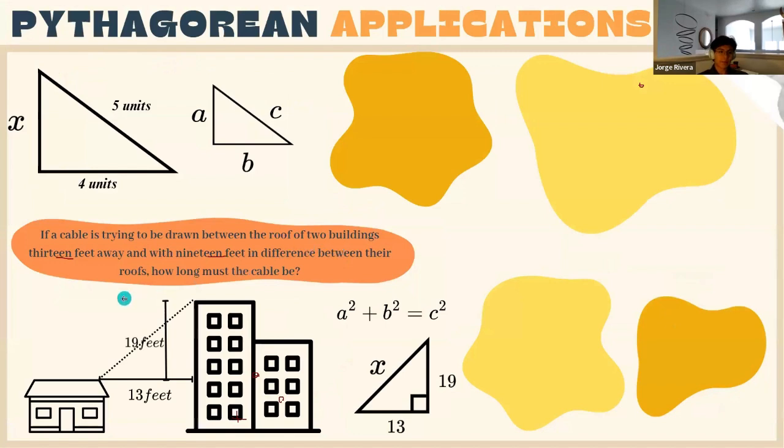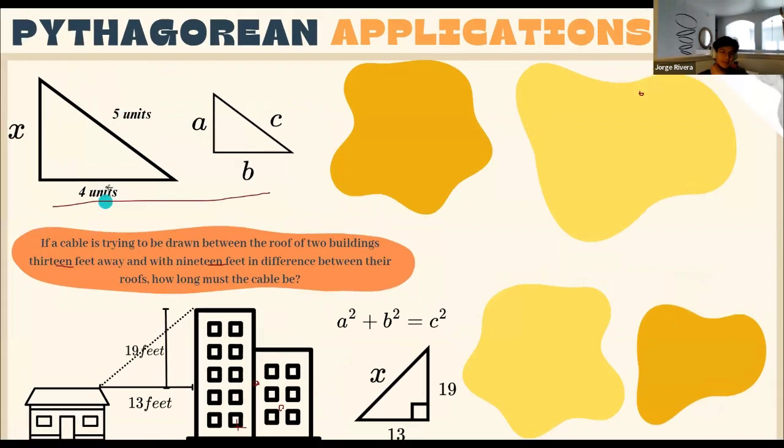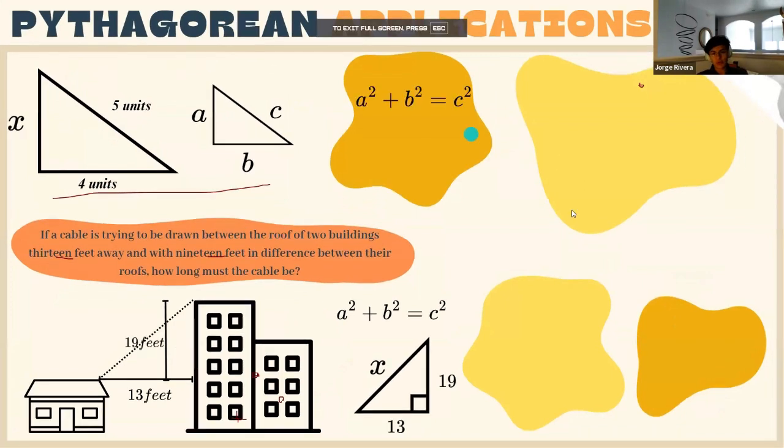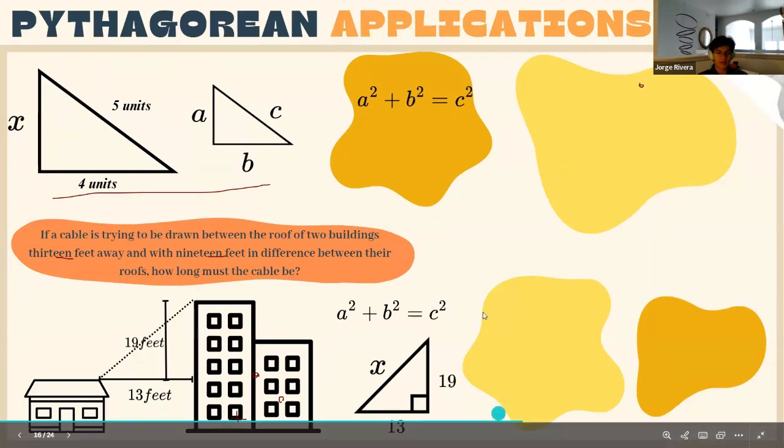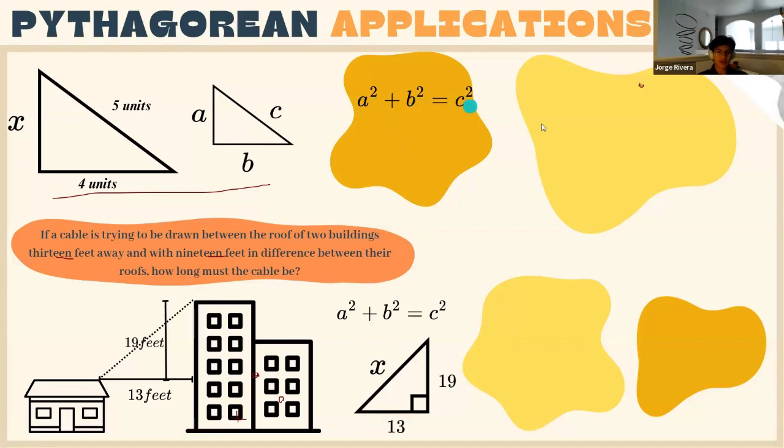So how do we use this? For example, let's focus on this one right here. We have a triangle where the hypotenuse is 5 units and one of its legs is 4 units. How would we do this? We would set up the equation, which is always true for a right triangle: a squared plus b squared is equal to c squared.